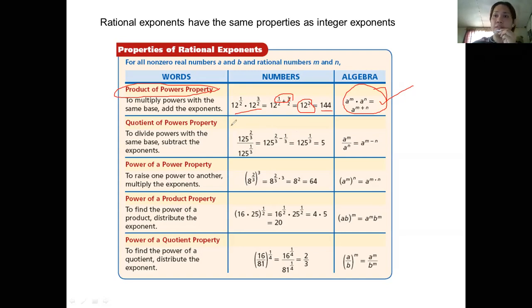So we just borrowed the concept of the laws of exponents. Another thing, the quotient of powers: to divide powers with the same base, copy the base and subtract the exponents. So this is the rule in algebraic way: a to the power of m over a to the power of n is equal to a to the power of m minus n. So same thing in here. When we divide, for example, just copy the base 125 and subtract the exponents, 2/3 minus 1/3. You will just do the same thing as how you do it in the laws of exponents.